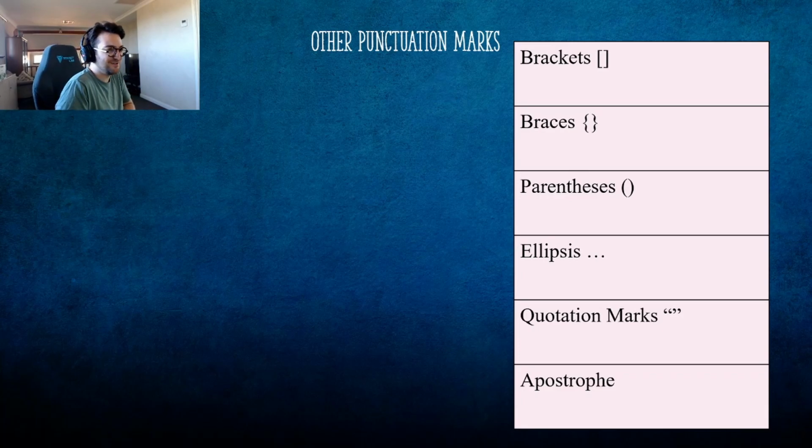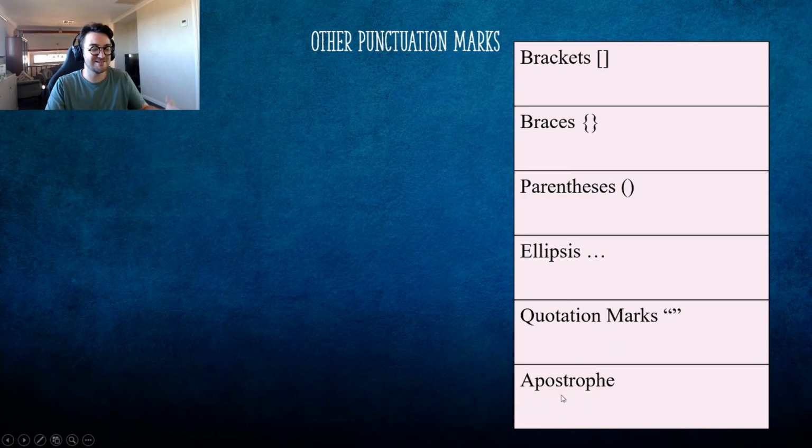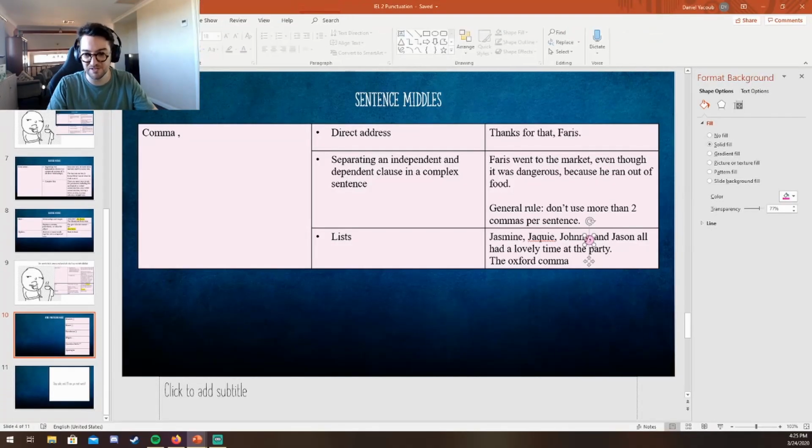These are sort of the ones that I remembered when I was making these slides. Brackets, braces, parentheses, ellipsis, quotation marks, and apostrophes. I'm going to quickly go through these. The one that I kind of wish I had more time for would be apostrophe, because you see it used incorrectly so often on street signs and all sorts of things, like business signs. But an apostrophe, I haven't even put it in there.